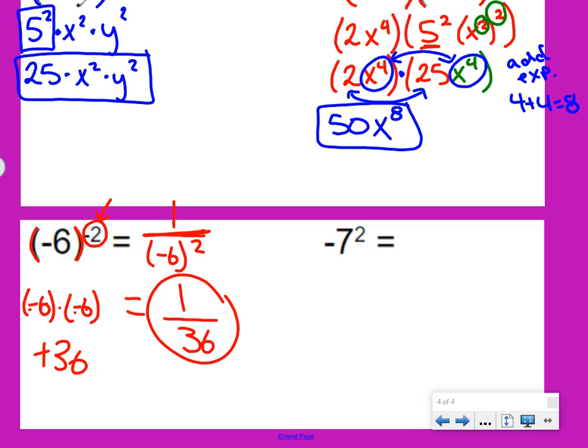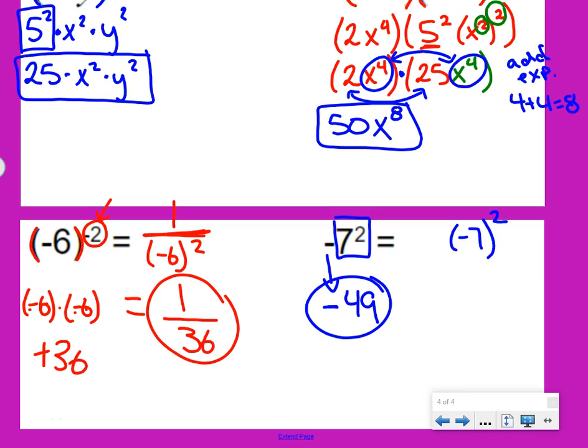Lastly, we have -7 squared. Now, this we have to be careful of because there's no parentheses, which means the negative just comes down, and then we do 7 squared, which is 49. So this is negative 49, which is different from negative 7 in parentheses squared. Because then that actually means we're doing negative 7 times negative 7, which then would be a positive 49, because a negative times a negative is a positive.